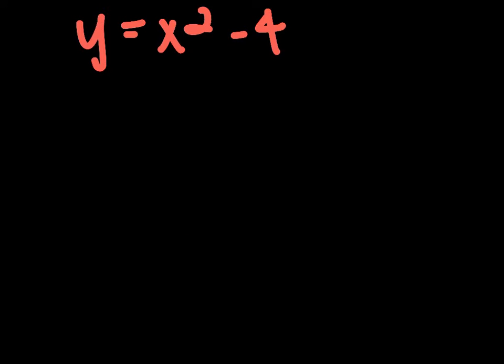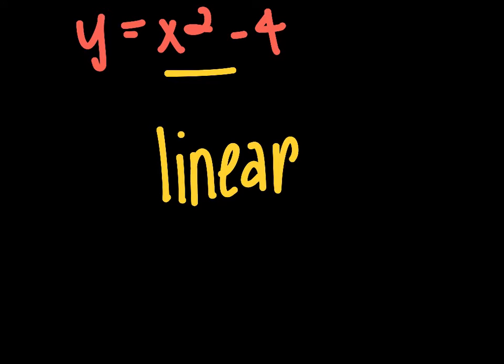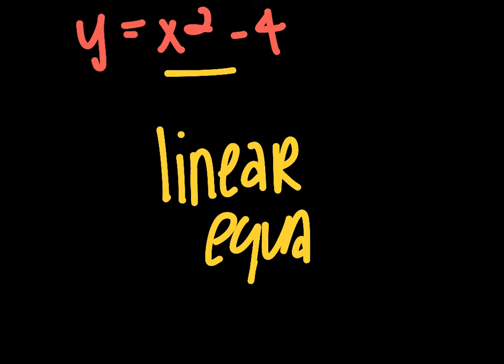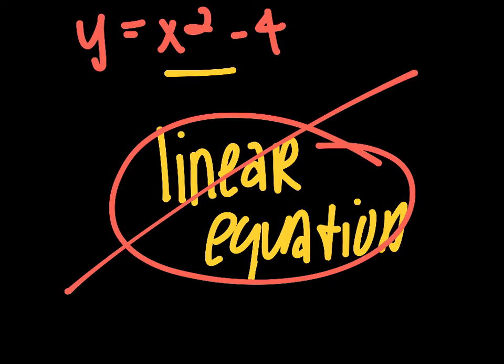Alright, so y equals x squared minus 4. So right away when you look at this, you see this x squared and you can be like, what? So this obviously cannot be a linear equation because our linear equation formula does not have any squares in it. So this is not a linear equation.